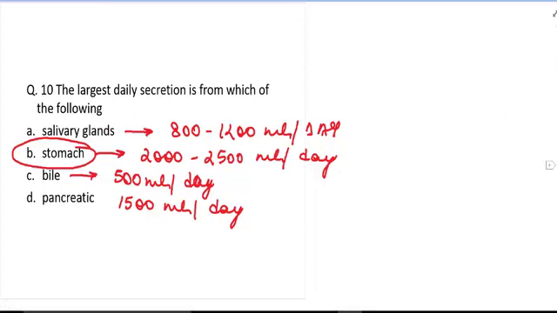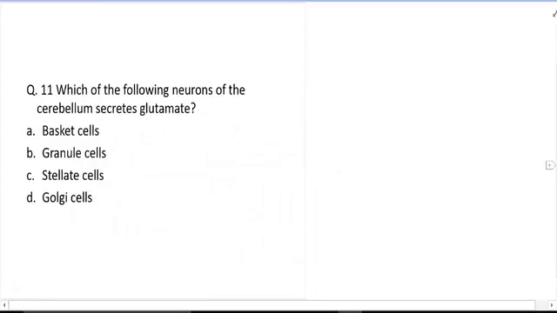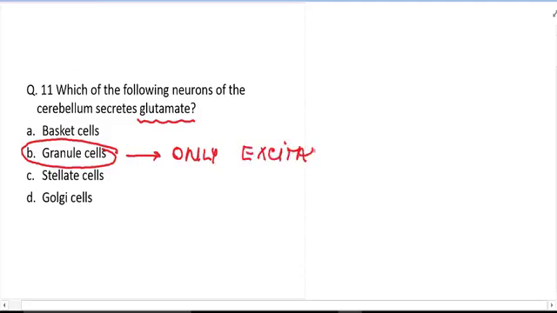Let's see the next question. Which of the following neurons of the cerebellum secretes glutamate? Now, glutamate is an excitatory neurotransmitter, and the only neuron which secretes glutamate will be granule cells. Granule cell is the only excitatory neuron in the cerebellum.